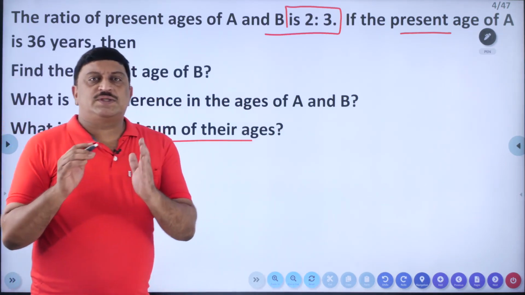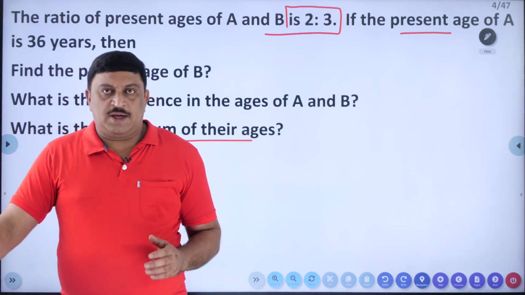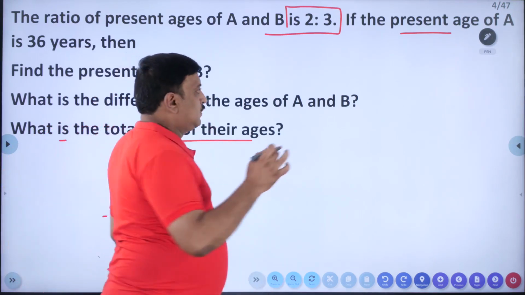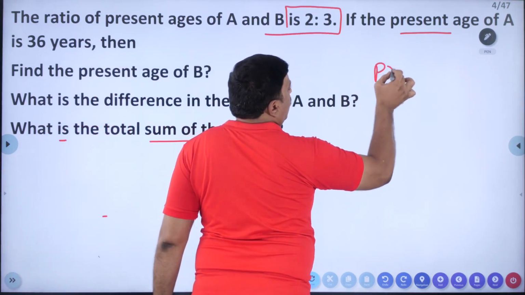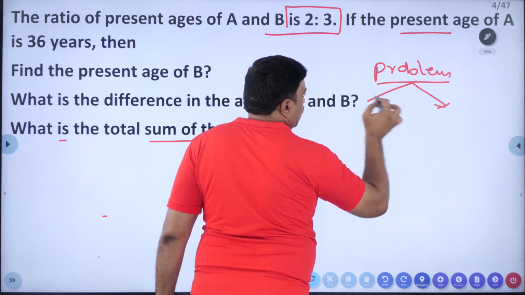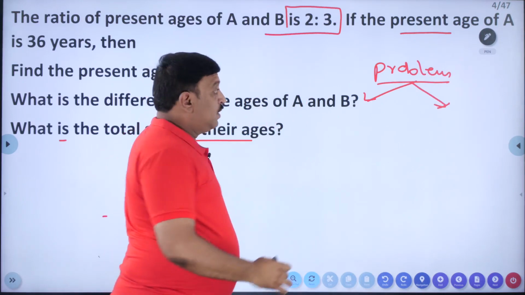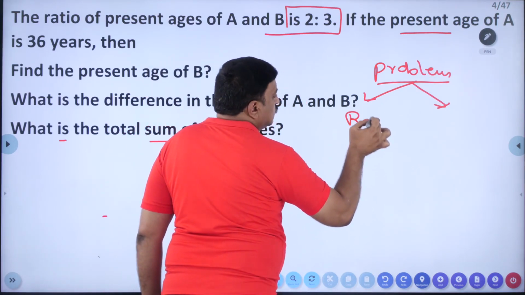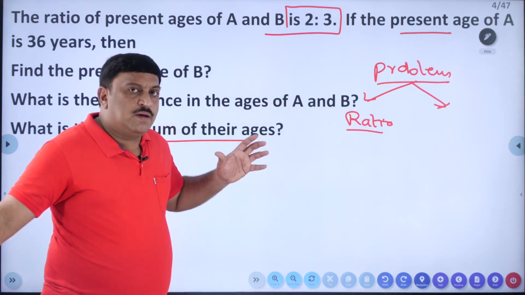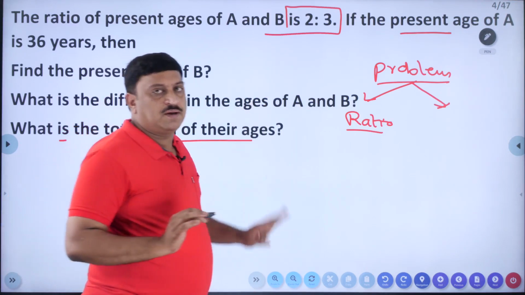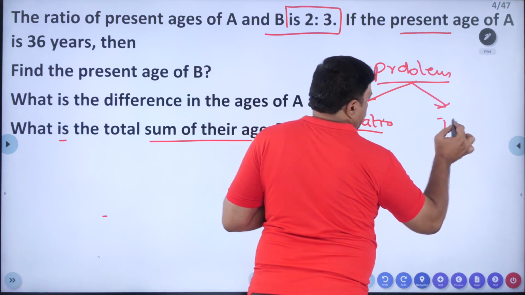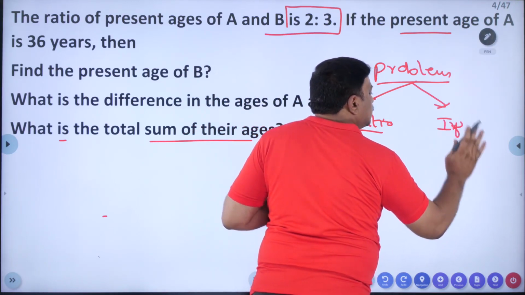See, any question in arithmetic will have two parts. In any arithmetic problem, there should always be two parts. One is the ratio part. The other one is the information part. Ratio is also information, but they will give some ratio and some information. That is what we call information, as data.